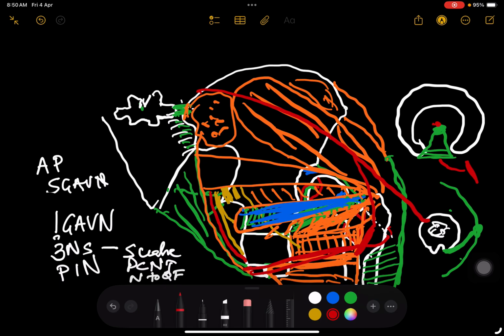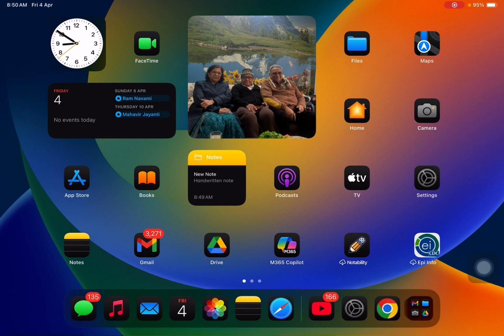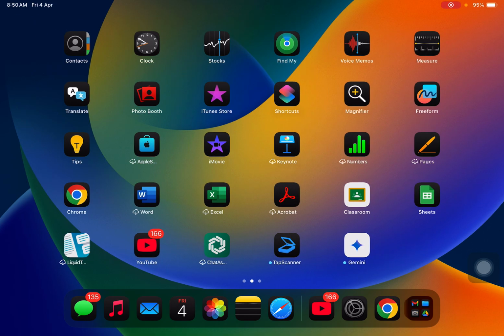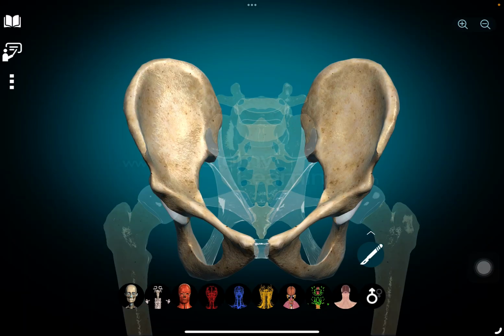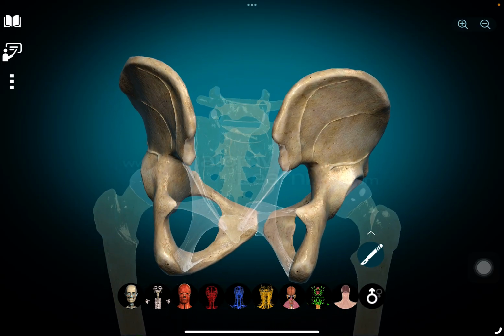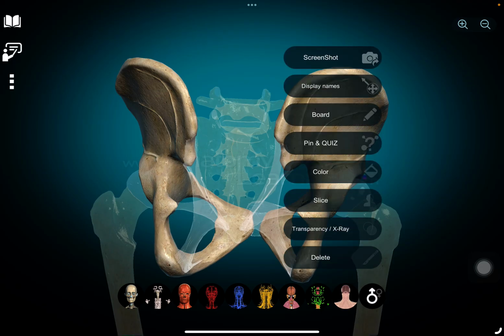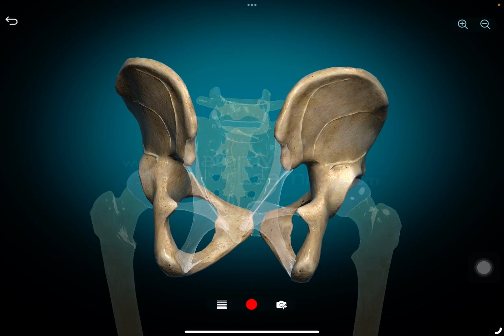Now we will see the same thing on the bone. Okay. So we open the anatomy. We are seeing this bone, we go behind like this, and here you can see beautifully the sacrotuberous ligament, this one, the sacrospinous ligament, this one, and you can see the acetabulum.